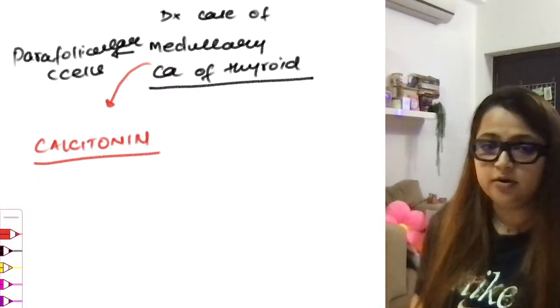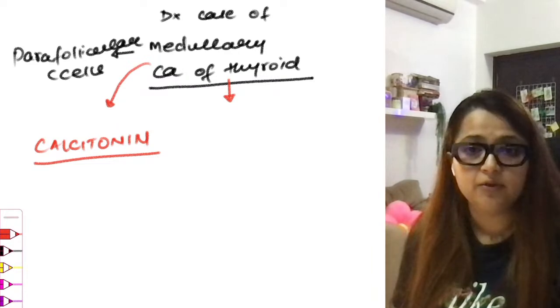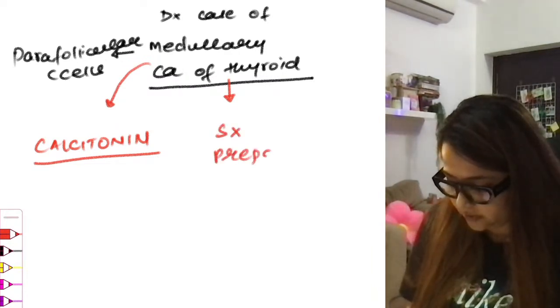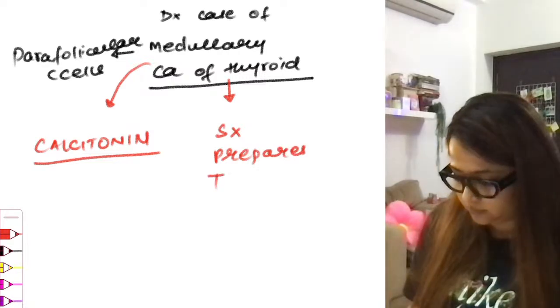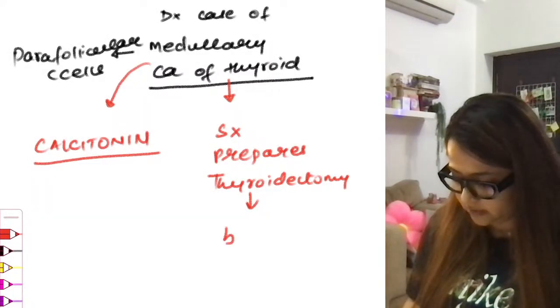Now here comes the clinical situation. This patient was already diagnosed with medullary carcinoma of the thyroid. The surgeon prepares the patient for thyroidectomy because he wants to get rid of the tumor. But what happens when the surgeon begins the surgery?